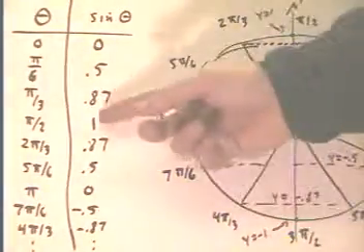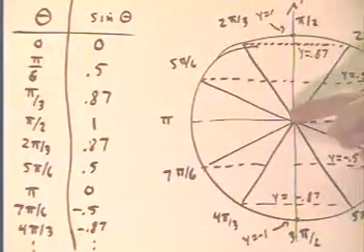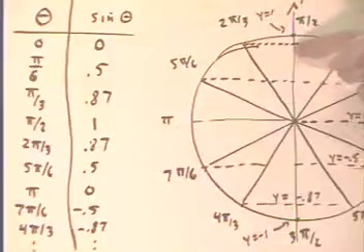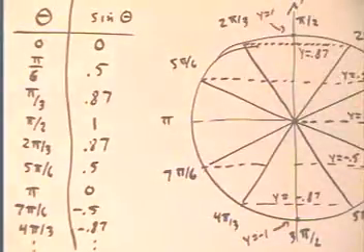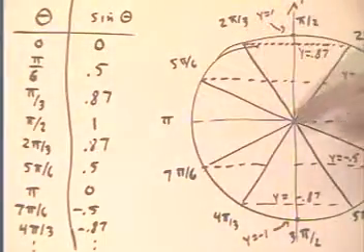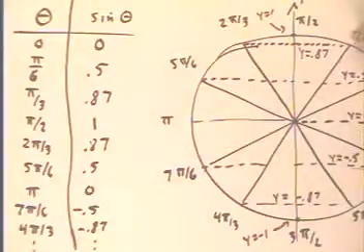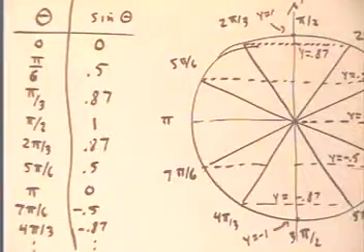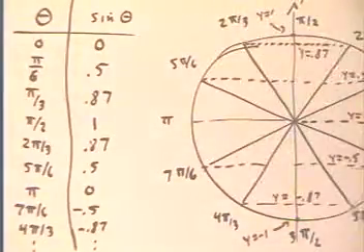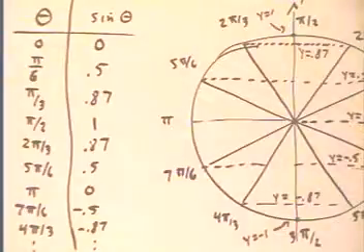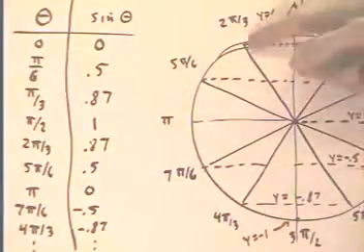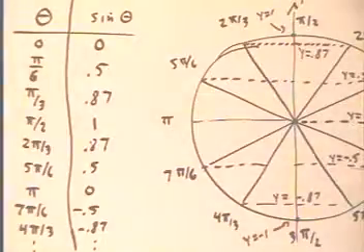But as we go past pi over 2, so we've got the angles 0, pi over 6, pi over 3, pi over 2. We hit 2 pi over 3. Now 2 pi over 3 is just symmetric about the y-axis with pi over 3, so that the sine is the same. The y-coordinate is still 0.87. This circle implicitly has a radius of 1, so that we see that we have a y-coordinate of 0.87 at this point or at this point.